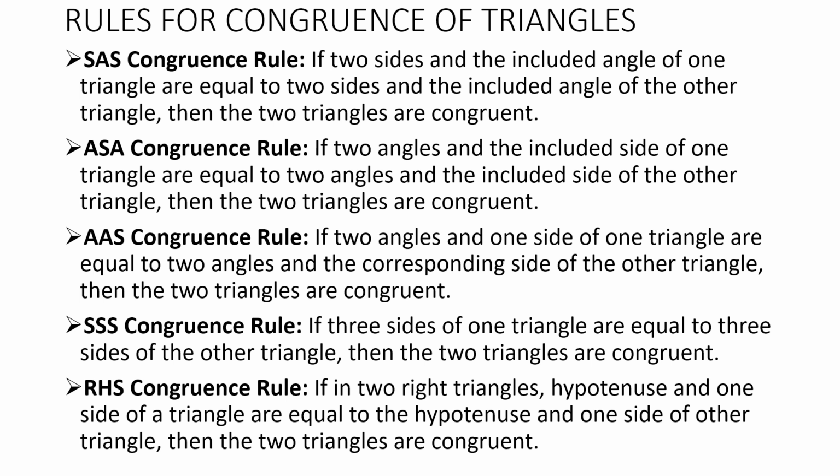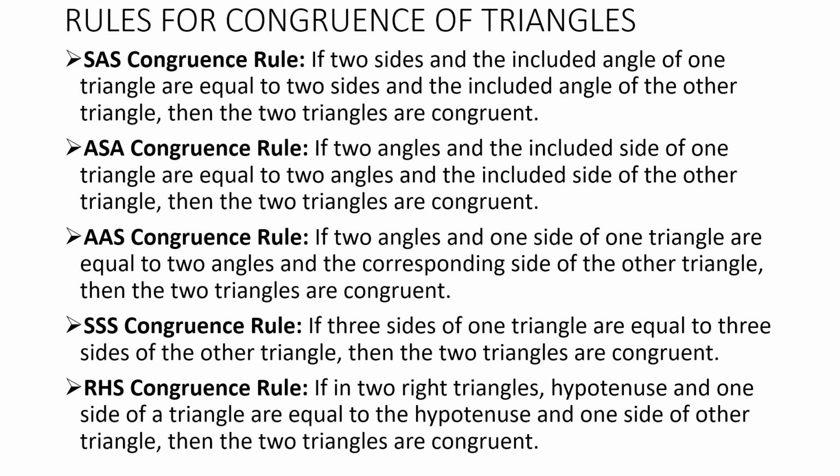Now, some very important rules for congruency of two triangles. You have to remember these rules. SAS congruence rule. If two sides and the included angle of one triangle are equal to two sides and the included angle of the other triangle, triangles are congruent. Same way ASA. If two angles and included side. AAS. If two angles and one side of the triangle are equal to the two angles and the corresponding side of other triangle, then they are congruent. SSS, if three sides of one triangle are congruent to the other three sides of the other triangle.